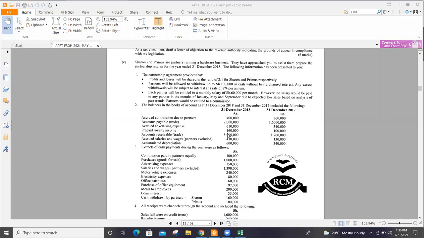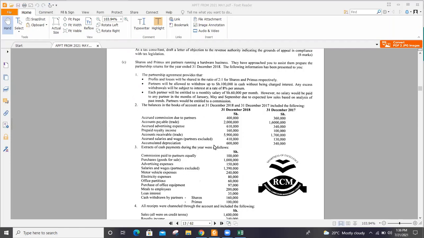We always start with the beginning of the year, then we finish with the end of the year, but this time around the examiner interchanged. So be careful with opening balances and closing balances. We have the accrued commission due to partners, we have it there.